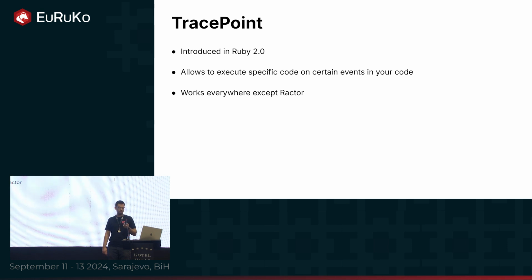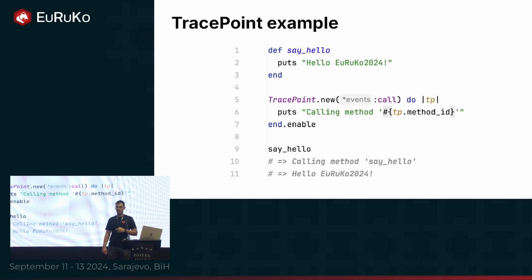And let me show you an example of how trace point works. Here we have a method, say_hello, with a puts statement, "Hello Euruko 2024". And also we have a trace point that is targeted to call events. In this trace point, we have another puts statement. And at the bottom, we have a call of our method. And in comments, we have our output. So first, we have a message from our trace point, and only after that, we have a message from our method itself. And in this way, trace point traced our call by placing an additional message.